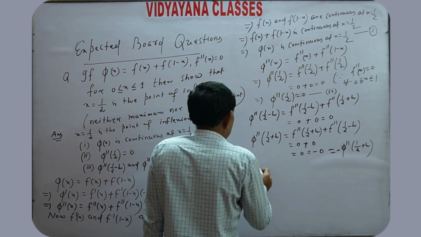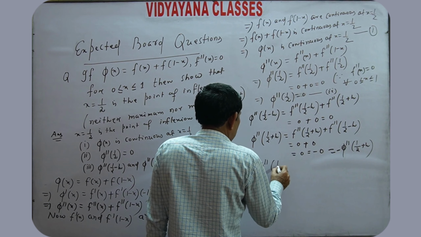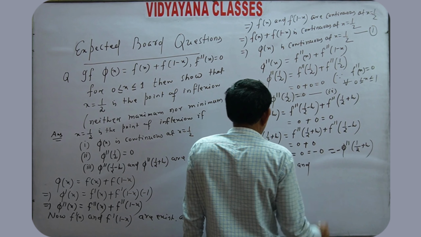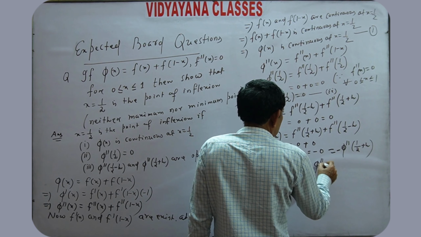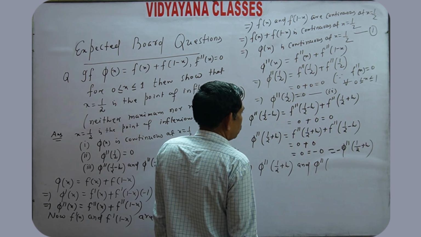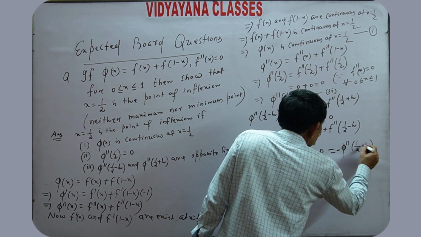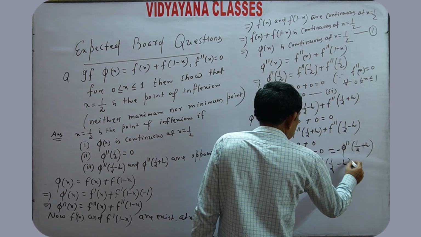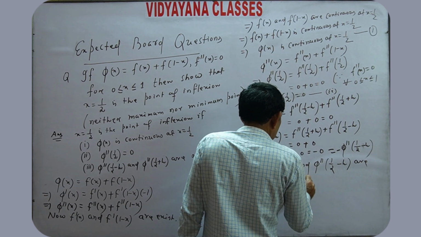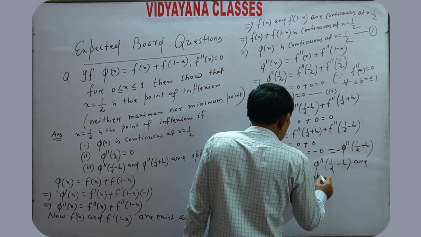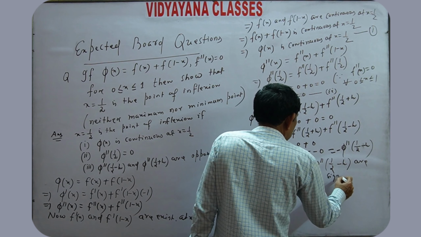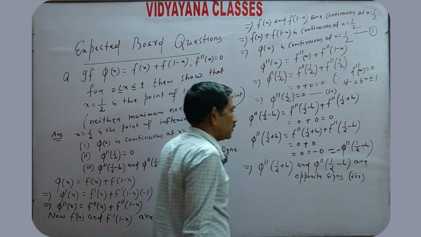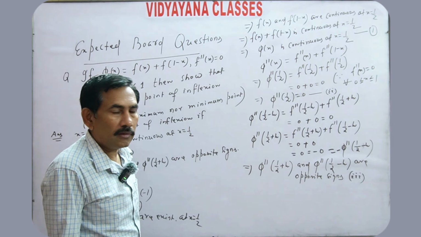This implies that φ''(1/2 + h) and φ''(1/2 − h) are of opposite signs. So the third condition is satisfied. Clear?